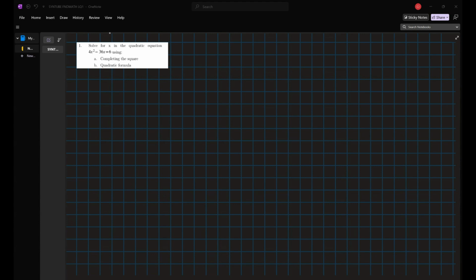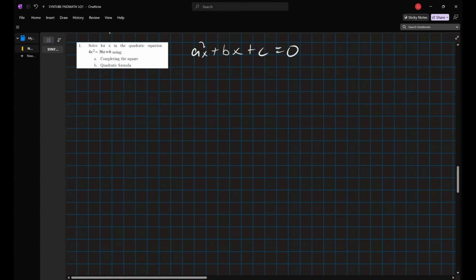Now, for completing the square, we first have to eliminate the coefficient of a, since our standard equation is ax squared plus bx plus c equals 0. So we divide the entire equation by the coefficient of a, then divide b by 2, square that, and add it to both sides of the equation. It's better to just show that.